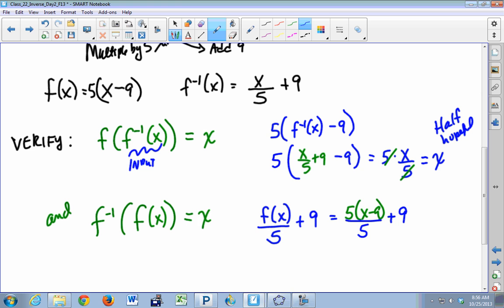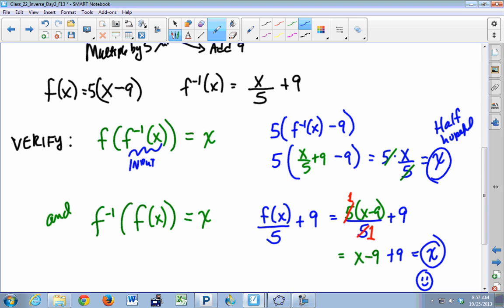Right away I see I have a 5 over 5, which is 1. So what do I end up with here? I end up with x take away 9 plus 9, and that brings me to x. So I'm a happy camper. I've composed both of these functions, I've reversed the order of the composition, and they've brought me back to x. Okay? So that's how you verify that two functions are indeed inverses of each other.